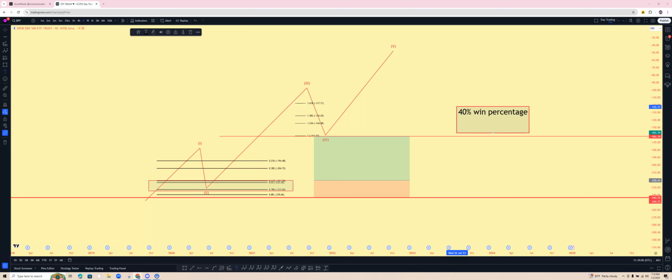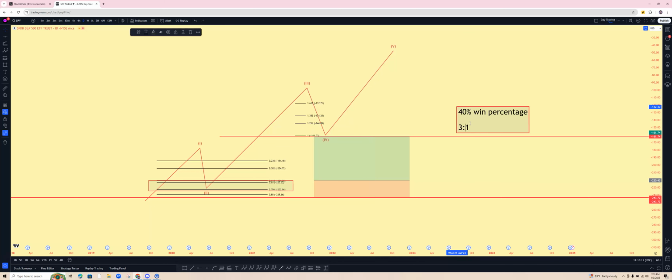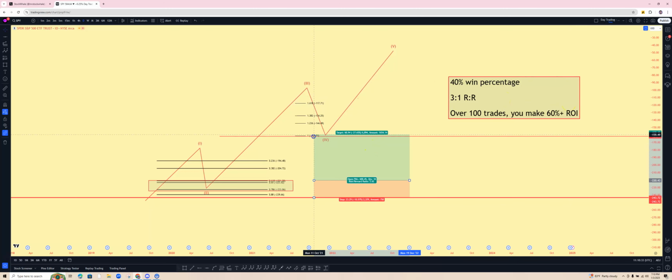Now, if you have a 3-to-1 R&R, even if you lose 60% of the time, even if you only win 40% of the time, over 100 trades, you make 60% return on your trades, on your account. You can actually be a losing trader, but if your R&R is high and you make over 100 trades, you actually are in profit, which is amazing. Okay? So hence why risk management is so important, guys.